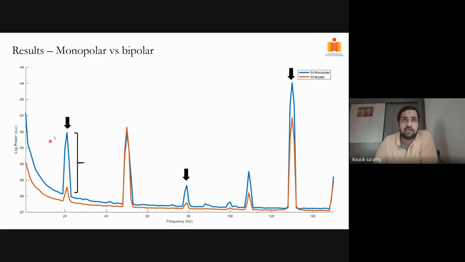We can show that monopolar stimulation is creating a larger artifact compared to the bipolar stimulation with the same stimulation settings. And it's also interesting to see that the 50 hertz peak is not really altered. You can see that it is more or less pretty similar.